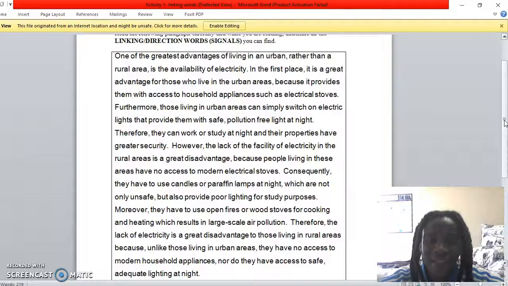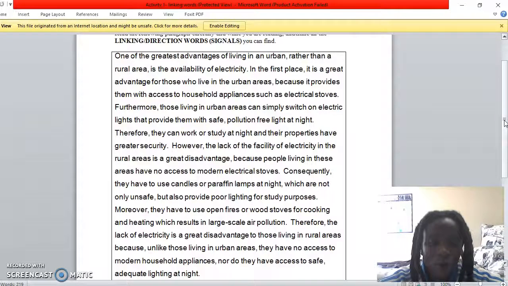However, the lack of the facility of electricity in the rural areas is a great disadvantage because people living in these areas have no access to modern electrical stoves. Consequently, they have to use candles or paraffin lamps at night, which are not only unsafe but also provide poor lighting for study purposes. Moreover, they have to use open fires or wood stoves for cooking and heating, which results in large-scale air pollution.